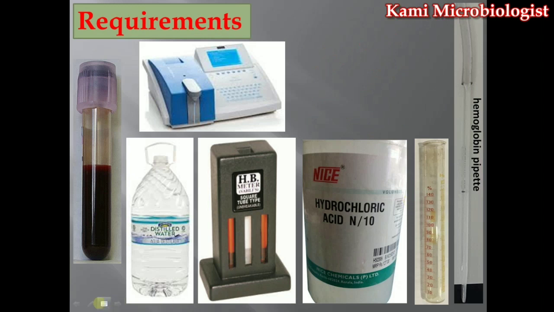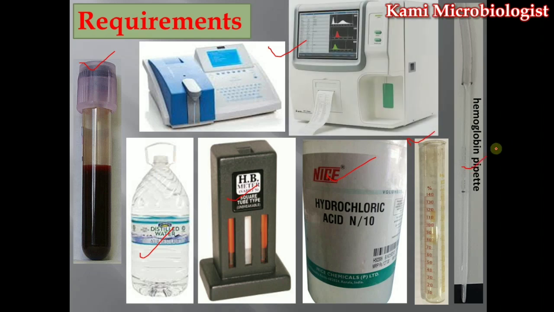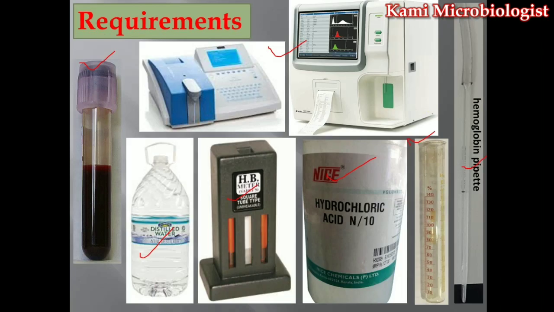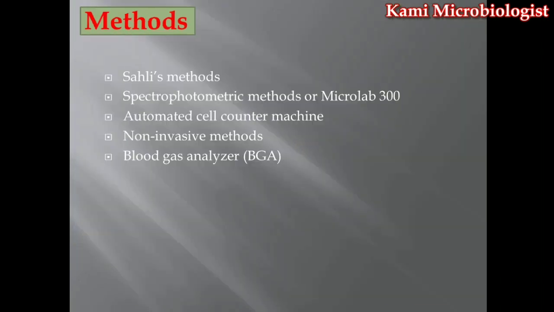Then we have the requirements, the most important things we need to find out the hemoglobin concentration in our body. We need a blood sample, a Microlab 300 machine or spectrophotometer, distilled water, a hemoglobin meter or Sahli's meter, N/10 hydrochloric acid, a hemoglobin tube, a hemoglobin pipette, and an automated hematology analyzer machine. So we need these things to find out the hemoglobin concentration.